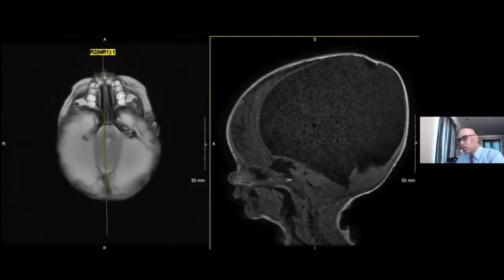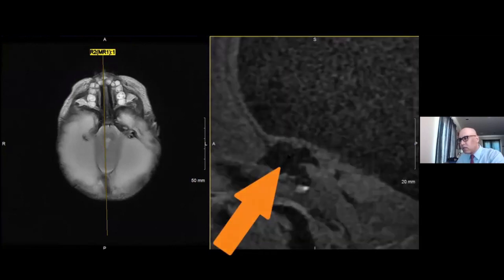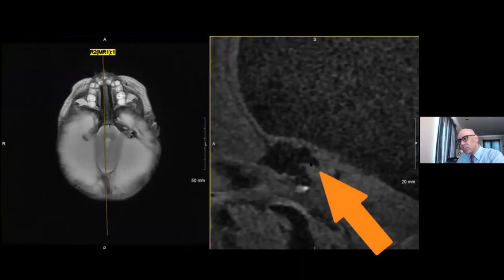Sagittal image again shows massive enlargement of the lateral ventricles, enlargement of the third ventricle, distension of the superior aspect of the aqueduct of Sylvius, but tapering. The aqueduct of Sylvius tapers, and we do not see any patency of that caudal to this point. This is, therefore, a congenital aqueductal stenosis with triventricular hydrocephalus. By triventricular, I mean the two lateral ventricles and the third ventricle, and the fourth ventricle is not dilated.